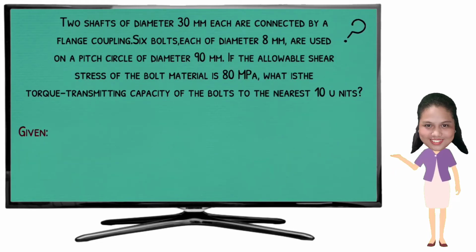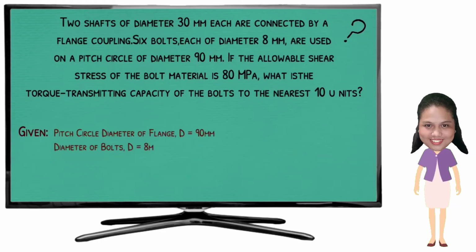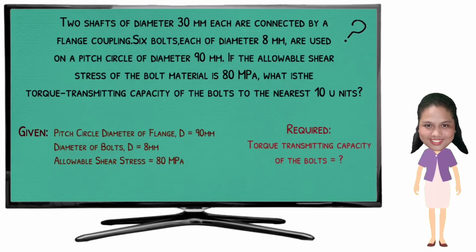First, we need to find the given. Pitch circle diameter of flange is equal to 90 mm. Diameter of bolts is equal to 8 mm. Allowable shear stress of a bolt is equal to 80 MPa. The required for this question is torque transmitting capacity of the bolts.